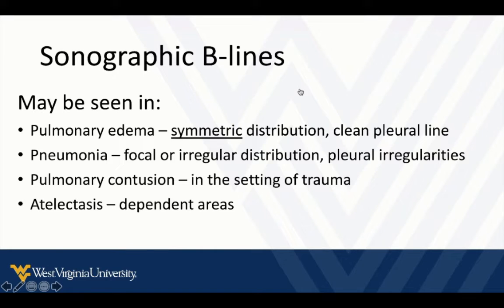Pulmonary contusion, well, that's going to be in the setting of trauma. It's usually going to be pretty focal, but we can see B lines in that scenario as well. Atelectasis, sometimes that can also introduce B lines. That's usually going to be in dependent areas, and actually it's pretty common in anyone who's been lying in a bed for a while to see a few small areas of B lines in dependent areas. The more B lines you see, the more significant they are.